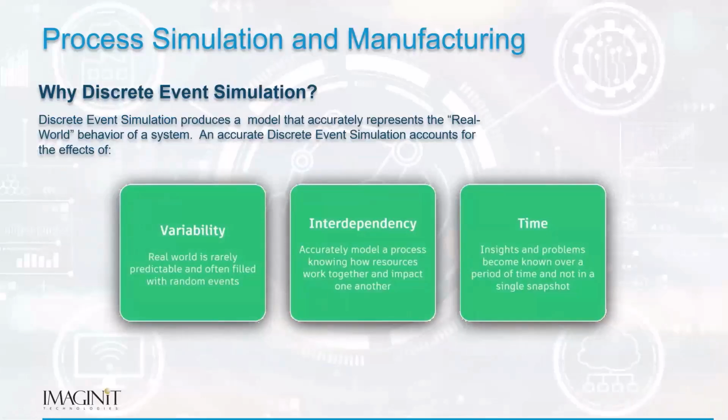So at this point, you got to ask yourself, why would I choose discrete event simulation? I think the answer is pretty clear. Discrete event simulation produces a model that accurately represents the real world behavior of the system. An accurate discrete event simulation accounts for the effects of variability, interdependency, and time.